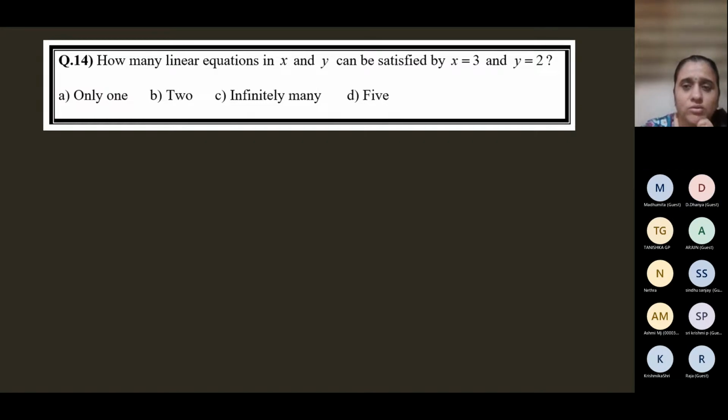Okay, so infinitely many, is it? Yes, ma'am. Okay, the option is correct, but I'll explain why it is. So x is equal to 3, y is equal to 2. That means the point is (3, 2). So we know that there are infinitely many lines passing through a given point.